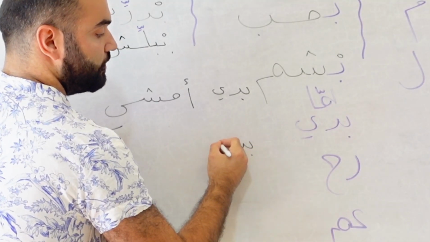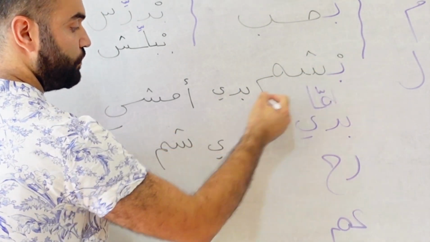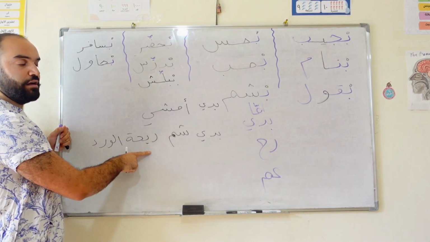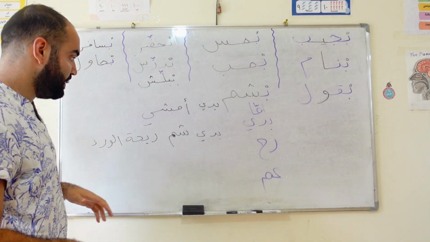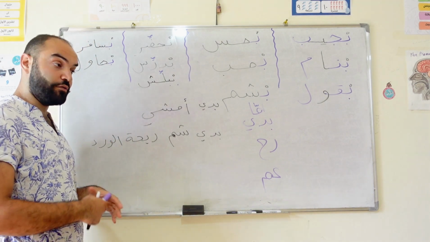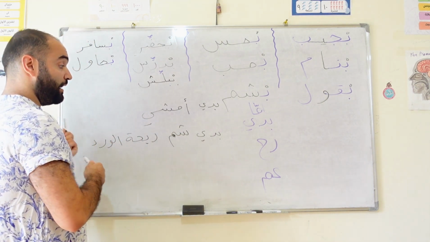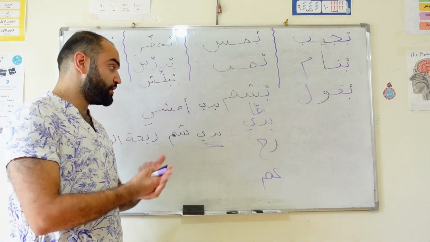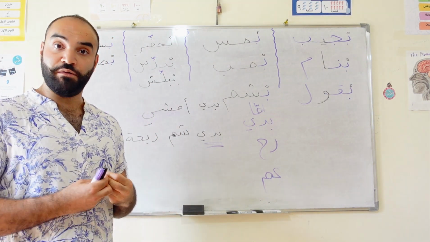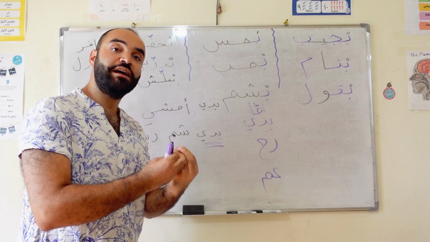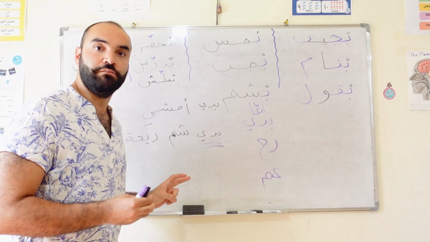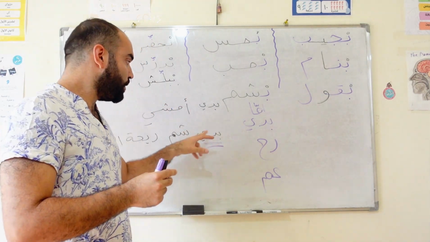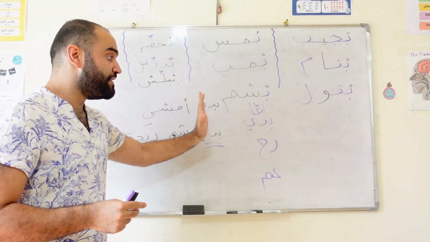Let's make some sentences. For example, بدي شم ريحة الورد, I want to smell the smell of the flower. ريحة is smell as well, but it's different, not like English, the verb is not the same. Now, بدي شم ريحة الورد, where is the B? We take it off because it's a Yalla Arabee verb and there is something before it. So when we put something before, we should take off that first letter. Some people, for example, say بدي أشم. Everyone could understand you, but it just sounds weird, okay? So you take off the first letter if there is something before it.